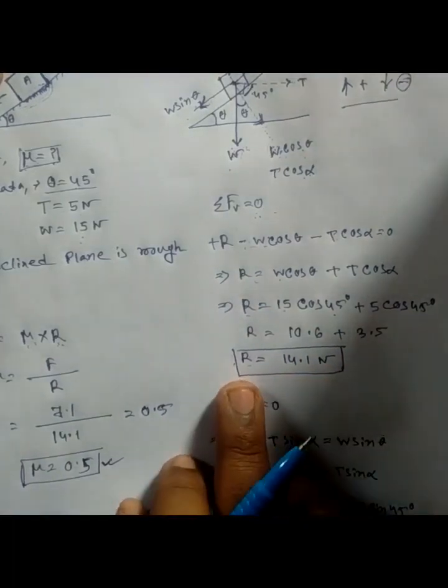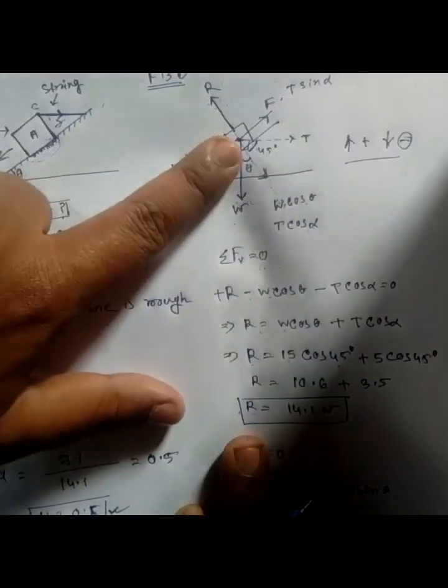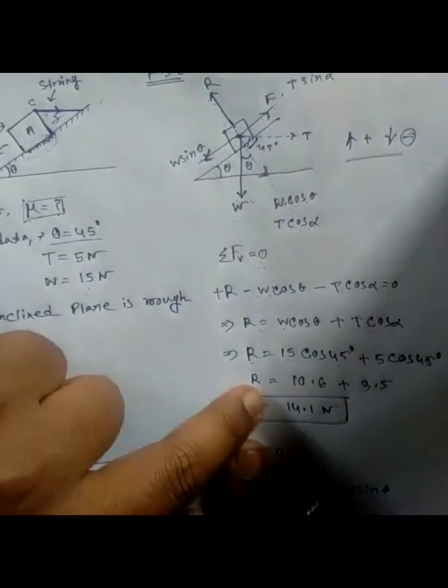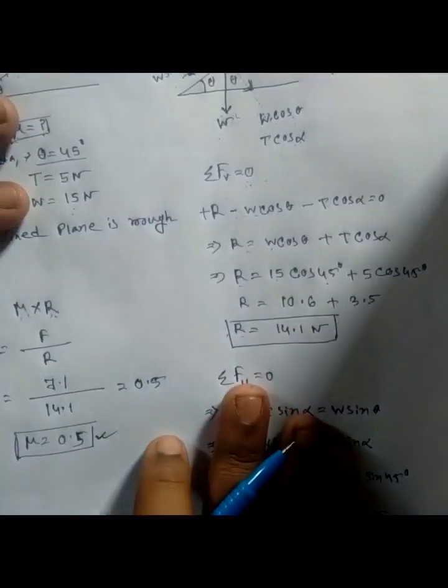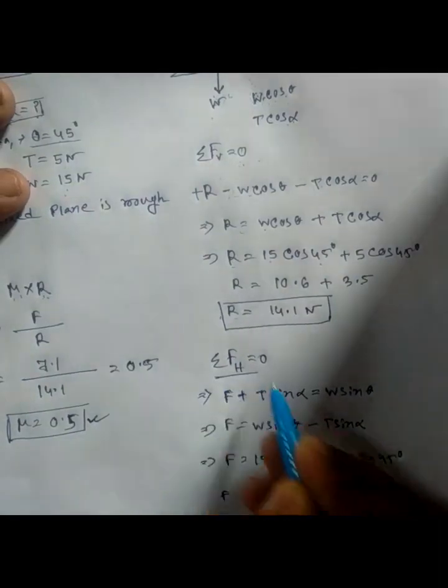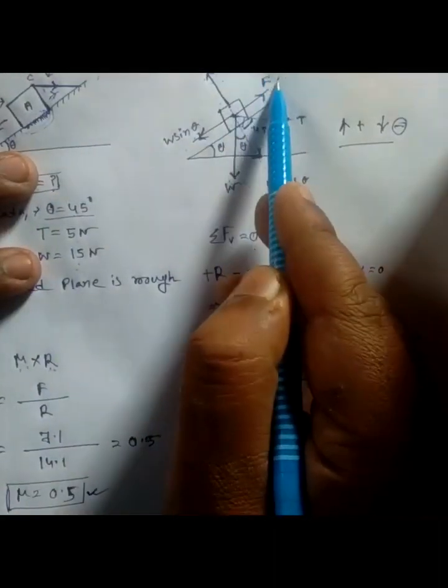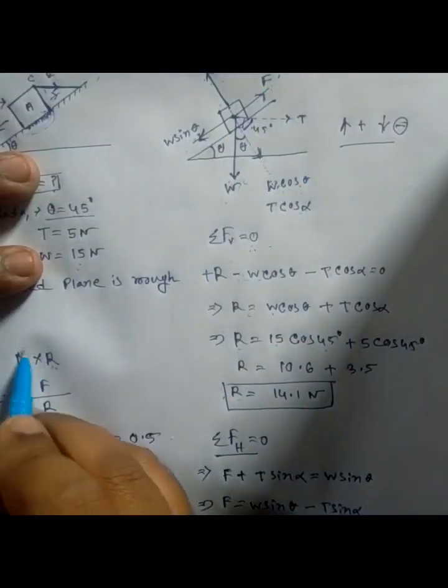R is a reaction force acting in the upward direction, 14.1 newtons. Again we find out the value of the horizontal force, because we need the value of F, and we put these two values in to find out this mu.